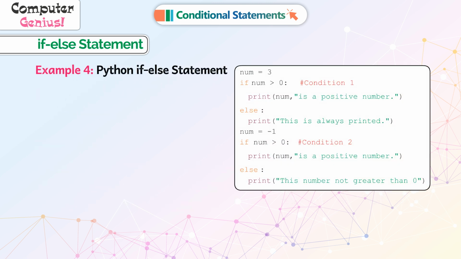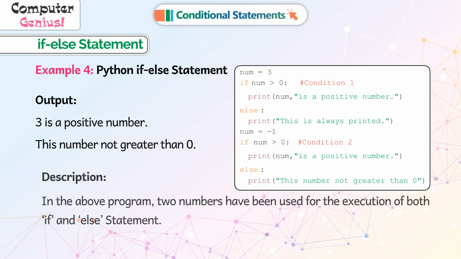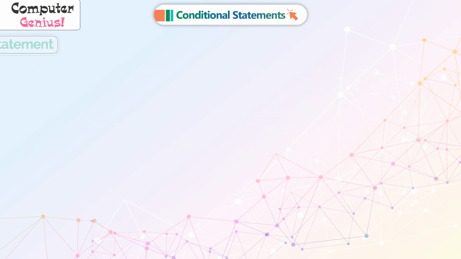Example 4. Python if-else statement. Output: 3 is a positive number. This number not greater than 0. Description. In the above program, two numbers have been used for the execution of both if and else statement.